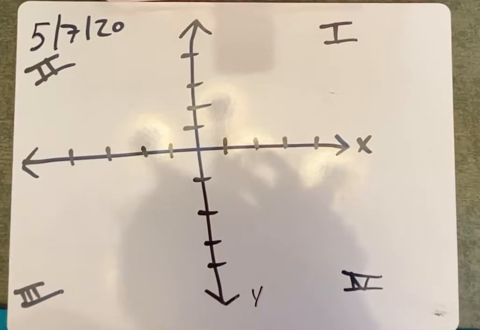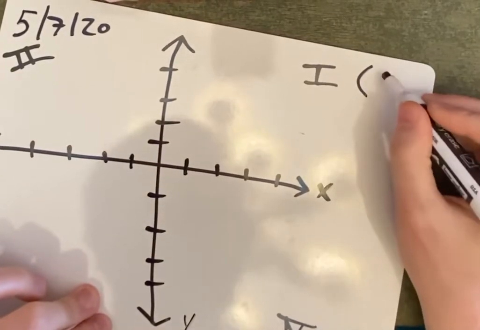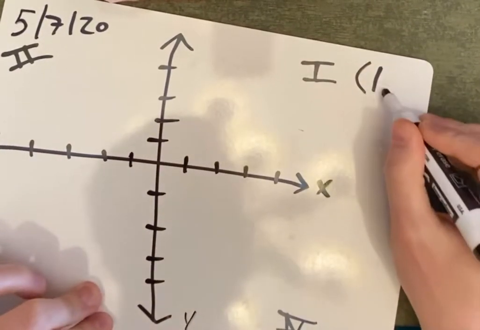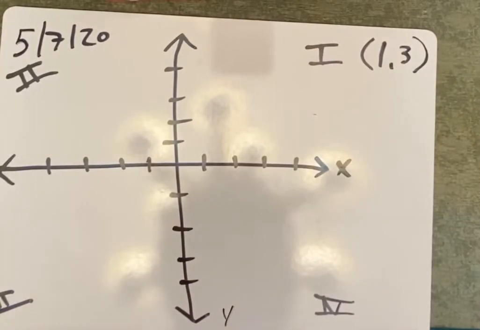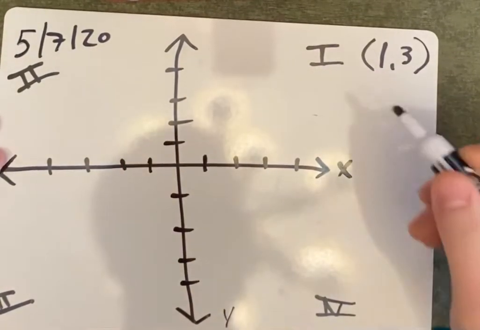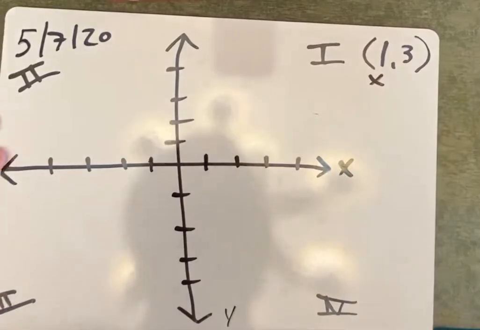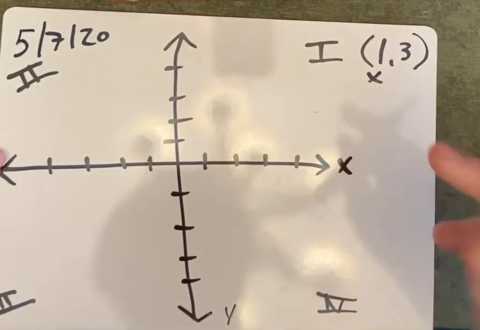So I'm going to just do number 1, but I'm going to do everything that they're asking. I'm going to plot the ordered pair in the coordinate plane and describe the location. So my point is 1, 3. This is my ordered pair. Remember, the first number in the ordered pair, you always look on your x. And the second number in the ordered pair, you look on the y.